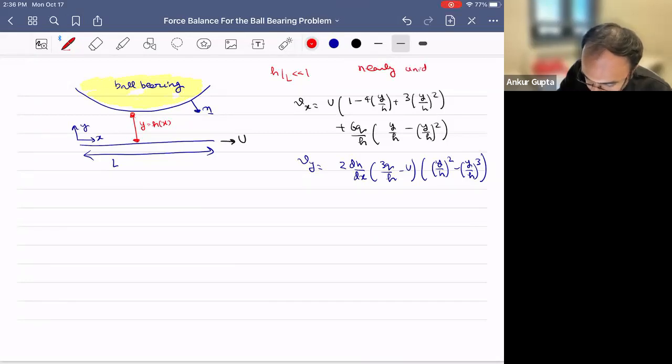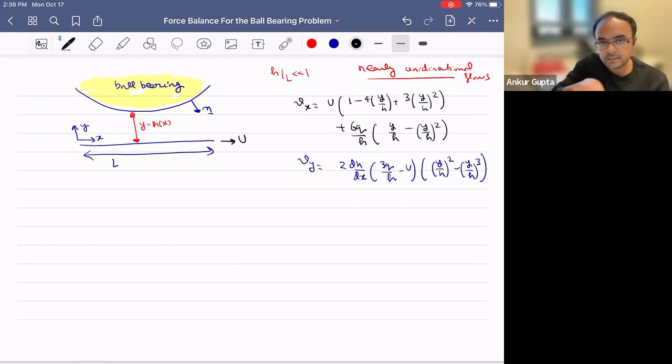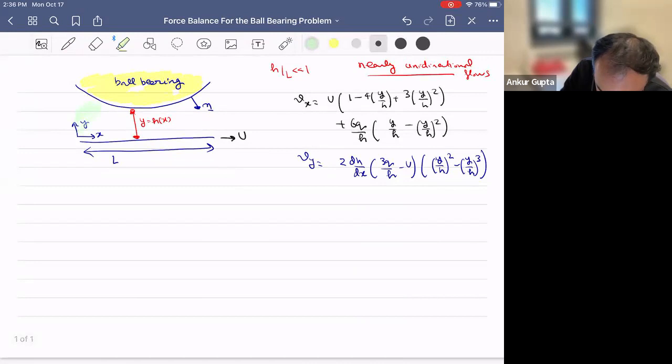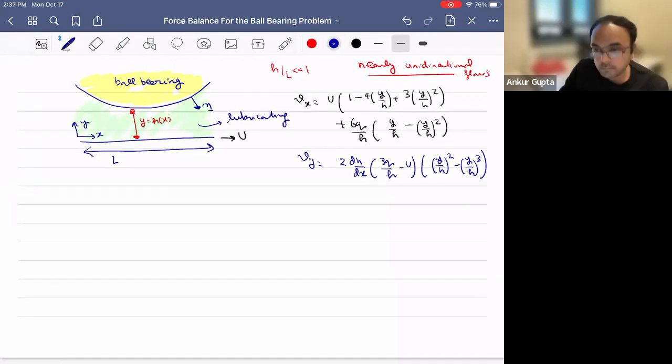And in the class, we had discussed how to solve these problems, in which we start by using the lubrication equation. The specific problem was on the ball bearing slipping on a surface. The surface is moving at a velocity u, and there is some sort of lubricant filled between the ball bearing and the plate. The plate is moving at velocity u, and the ball bearing has this y equals h of x curve that defines the system.